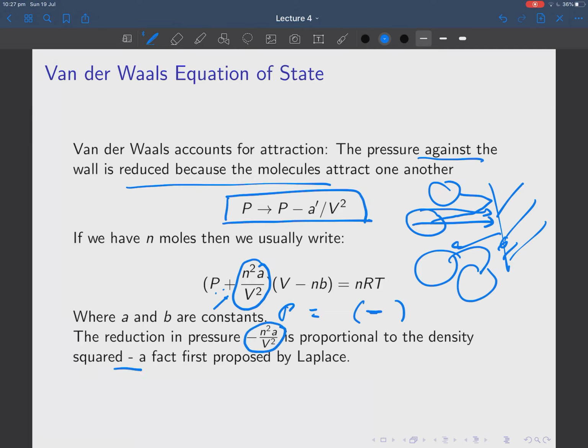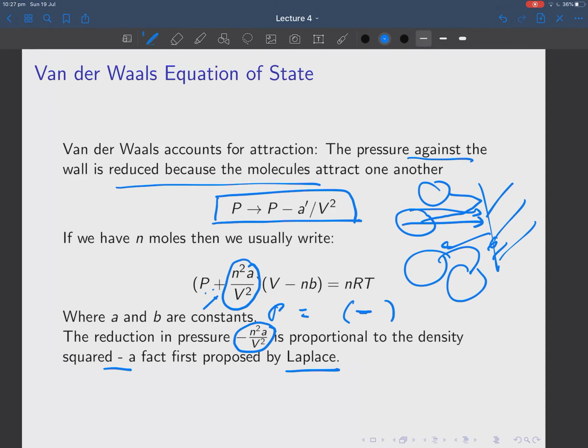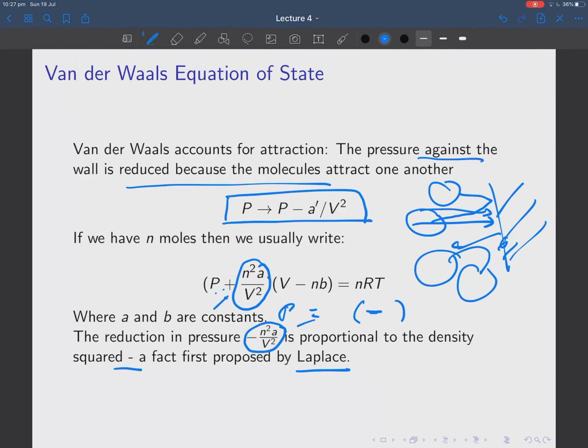So pressure would equal something which is minus. So that's why it looks different. And the reduction in pressure is proportional to the density squared. And in fact, Laplace first did this a long time ago, in the 18th century. Okay, maybe very early 19th century with Laplace.